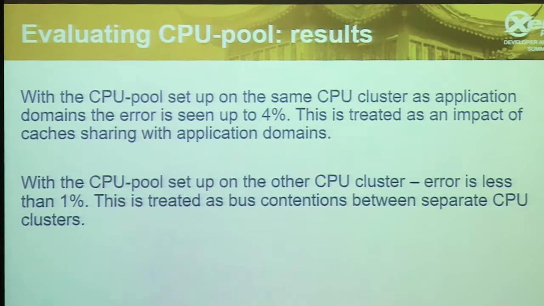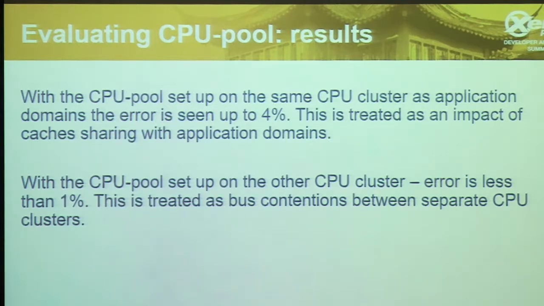With, let's say, the heaviest load within my experiments, I saw that the execution time of the calibrating load increases up to 4%. It is treated as the impact of cache sharing, because the cluster shares the level 2 cache for all 4 CPUs.